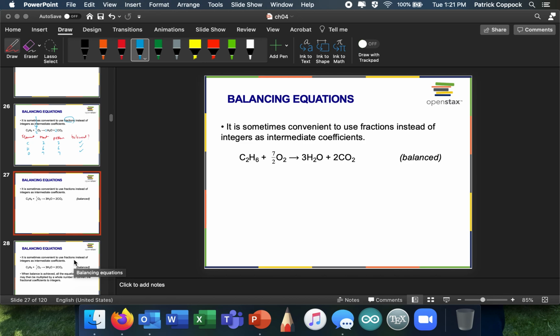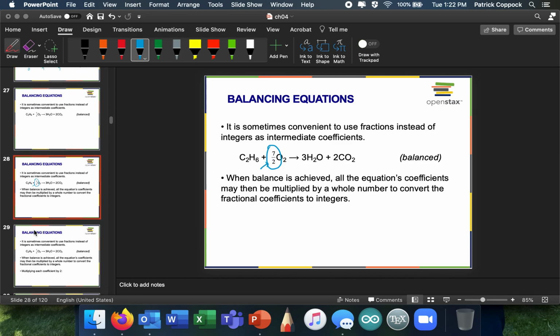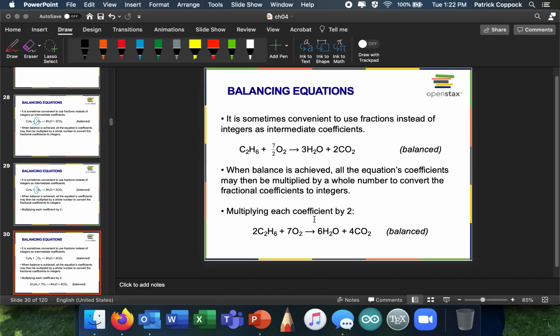So what I'm going to do now is say, all right, well, when the balance is achieved, all the equation's coefficients have to then be multiplied by a whole number to convert the fraction to integer. So how do I multiply this by some number to make it whole, right? And clearly, I'm going to be multiplying everything by that, right? So I'm going to come through here, and I'm going to multiply everything by 2, because that's what it's going to take to make this a whole number, right? So if I multiply everything by 2 now, then I'm going to get 2, 7, 6, and 4. Okay?